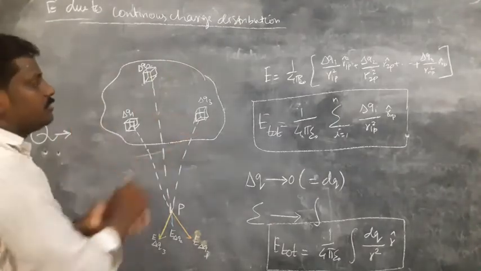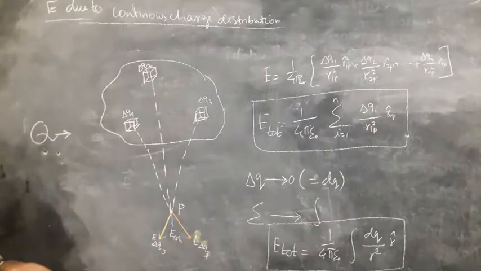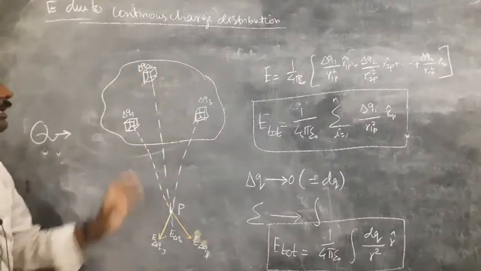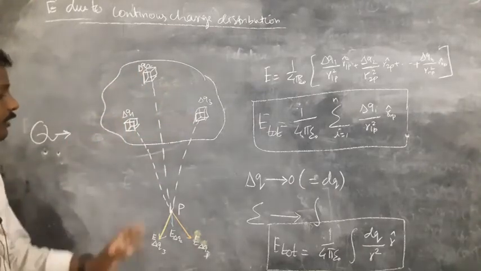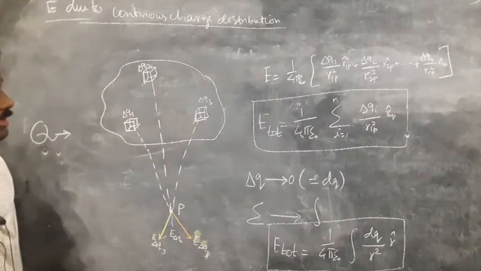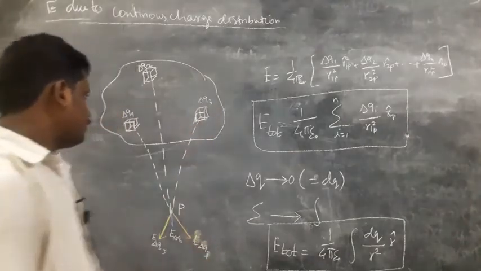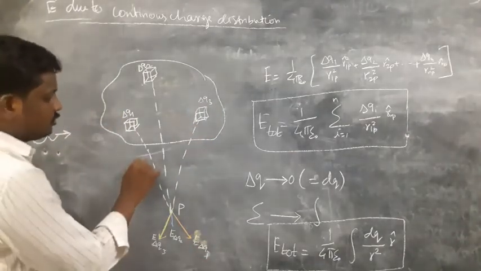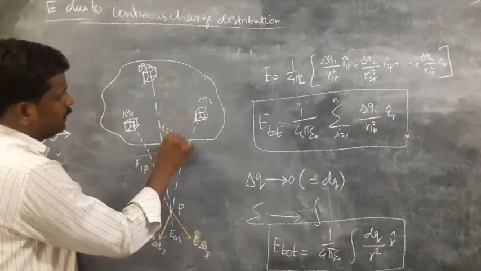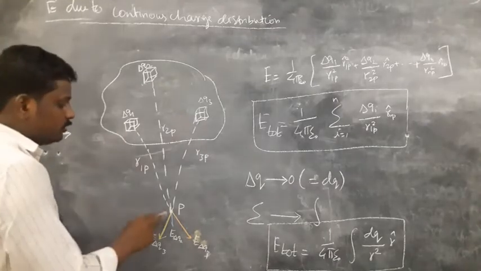So what we discussed now is the electric field due to a continuous charge distribution. Here the charges are not discrete, they are continuous. So we divide the charge into delta Q1, delta Q2, delta Q3. Delta Q is a small charge element. We are going to find the electric field at the point P due to these three charges. Already we know electric field E is equal to 1 by 4 pi epsilon naught Q by R squared. Instead of Q we use delta Q1. R1P, R2P and R3P are the distances from the elements to the point P.